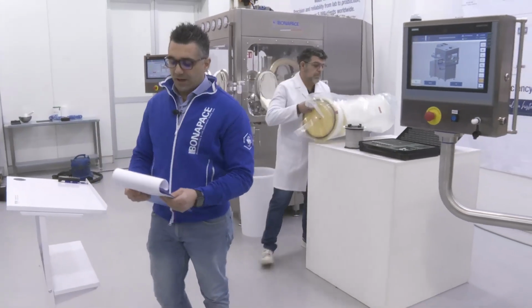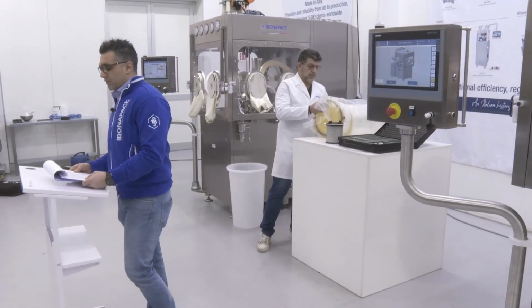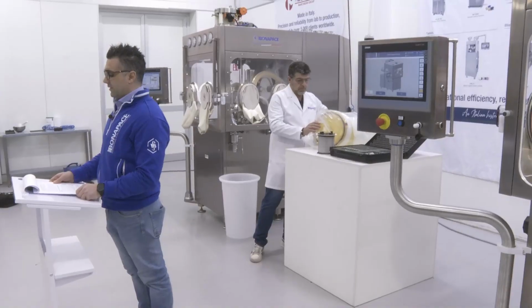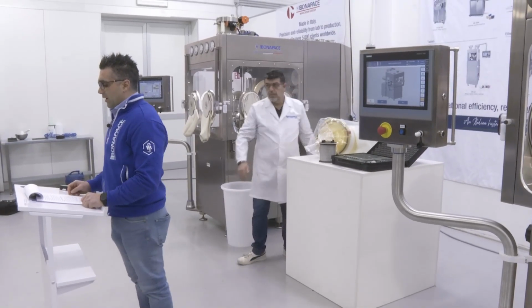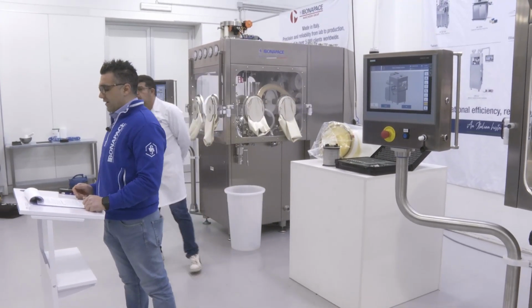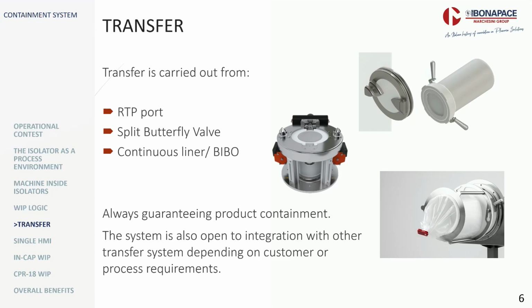The RTP port ensures high containment and integrity safety for the operator, and the continuous liner reduces the risk of powder or material release and protects the operator during all the operations and makes the cleaning and the maintenance easier.